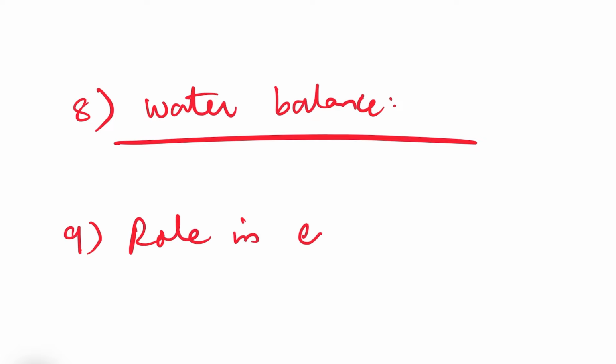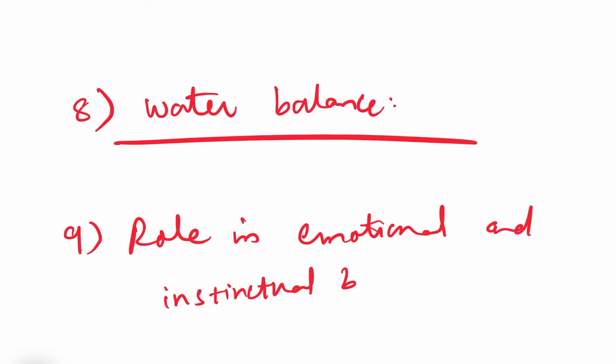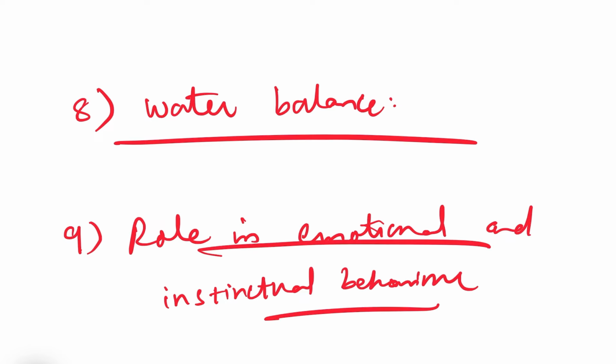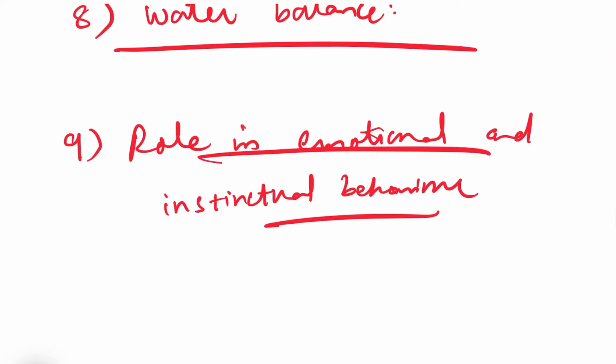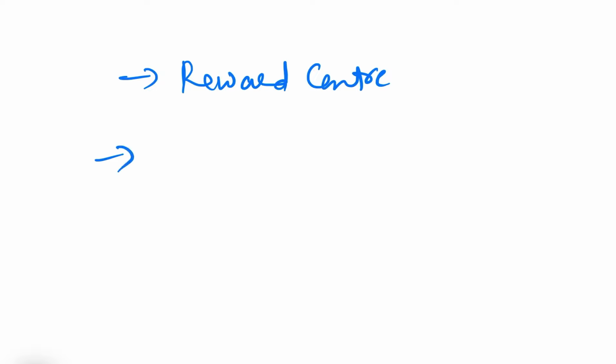Role in emotional and instinctual behavior. So basically it is controlled by the limbic system or the limbic cortex. However, the hypothalamus is connected with the limbic system and it will serve this function by two important centers. What are the two important centers? That is the reward center and the punishment center.